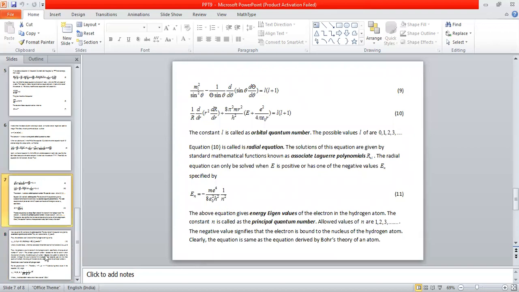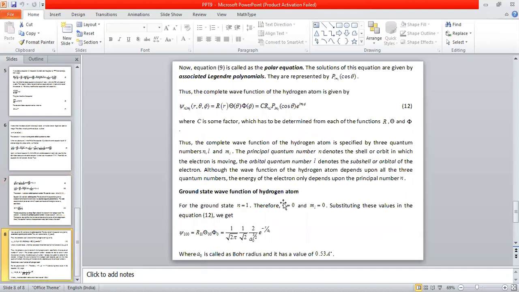As per the syllabus, we need to mention the ground state wave function of the hydrogen atom. For the ground state, n equal to 1. If I substitute n equal to 1, then l can take n different values, starting from 0 to n minus 1. So for n equal to 1, there is only one possibility, l equal to 0. And if l is equal to 0, the possible values of ml are minus l to plus l, so minus 0 to plus 0. Therefore there is only one possible value, ml equal to 0.